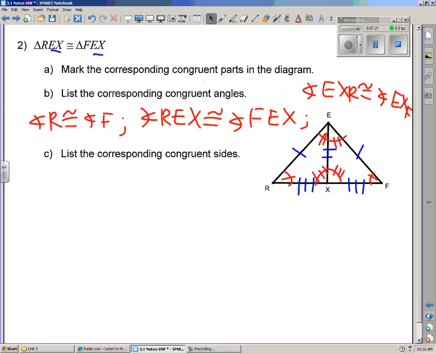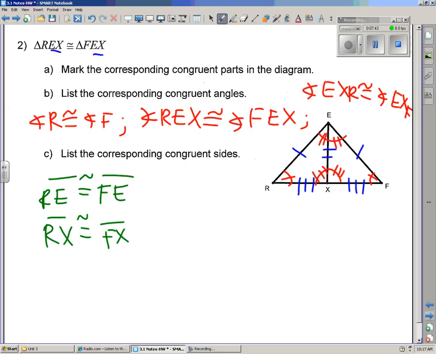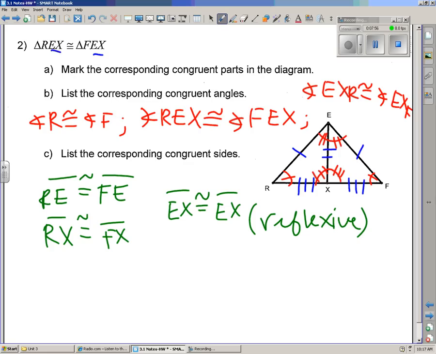In terms of the corresponding sides, we have this guy right here, and we can say RE, the 1 mark, is going to go from F to E. Again, the letters have to match up. It's really important. You don't want to say RE and EF. The letters have to match up. You also have line segment RX, which is going to be congruent to line segment FX. And then you have line segment EX, which is congruent to line segment EX. Once again, we keep talking about that reflexive property, and here it is.